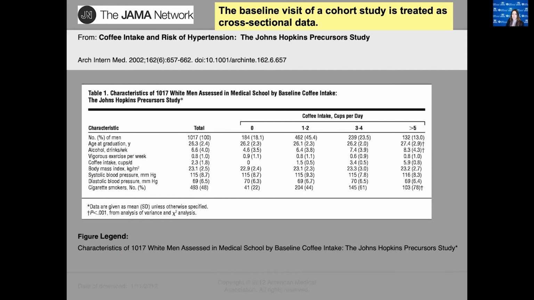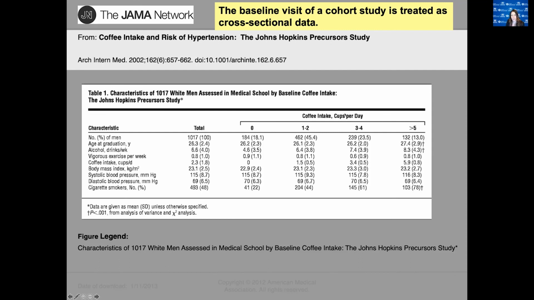in an unexposed group. As an example, here is a study of coffee intake and the risk of hypertension. This is actually a baseline visit of a cohort study that was done. So what we're seeing here is actually cross-sectional data from the baseline visit of a cohort study.